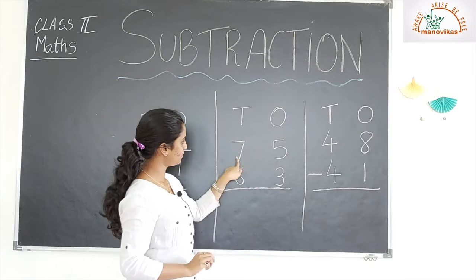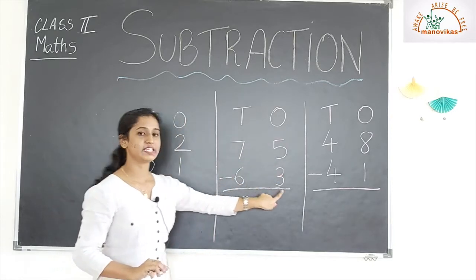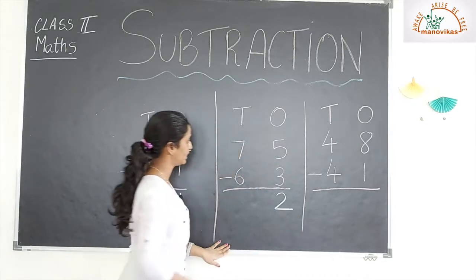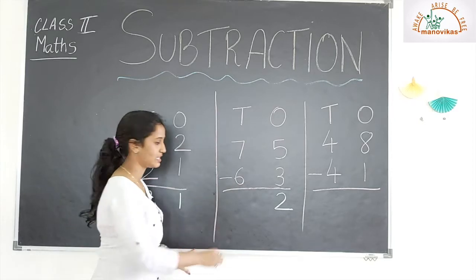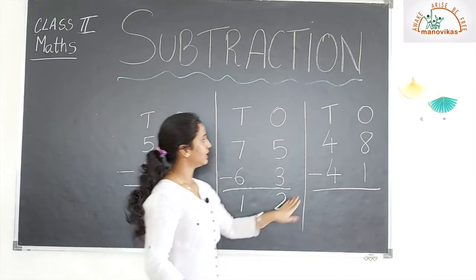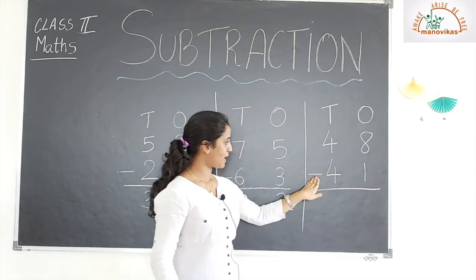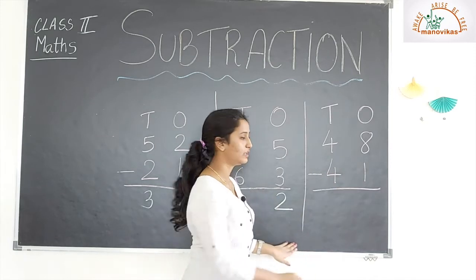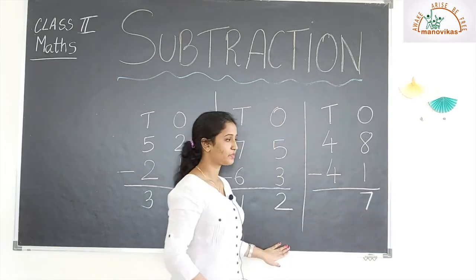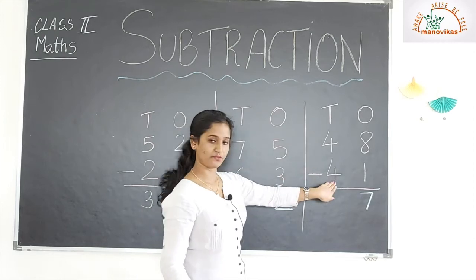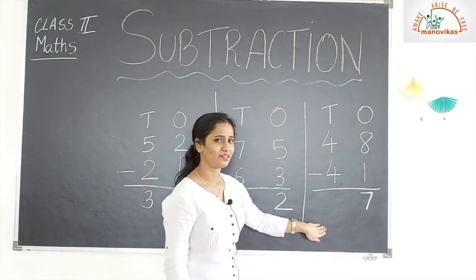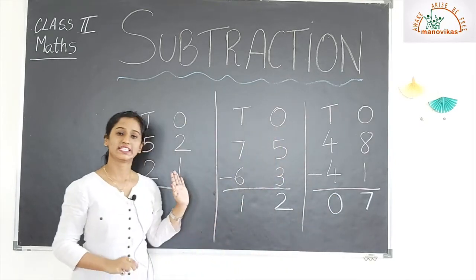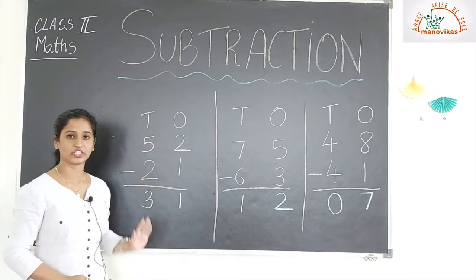Next, we have 75 minus 63. So 5 minus 3 gives us 2. Next, 7 minus 6 gives us 1. Next, 48 minus 41. In the ones column we have 8 minus 1, which gives us 7. Next, 4 minus 4 gives us 0. Very good. So this was simple subtraction but with 2-digit numbers.